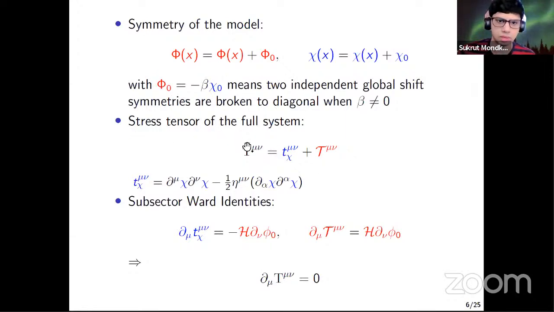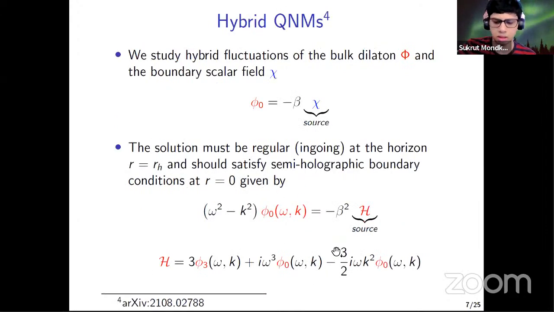So the full system stress tensor is the sum of the stress tensors of the individual subsystems, and the subsystem Ward identities imply that this full system energy-momentum tensor is always conserved. So I will describe now the results of the paper.